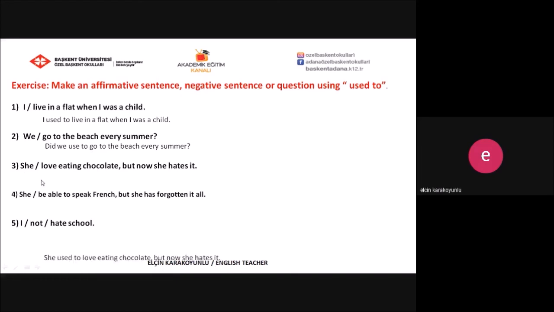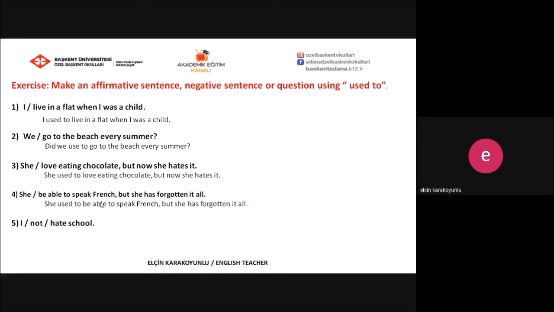And the third one, she used to love eating chocolate, but now she hates it. In the past, she used to love eating chocolate, but now she hates it. And four, she used to be able to speak French, but she has forgotten it all. She used to be able to speak French in the past, but now she can't.